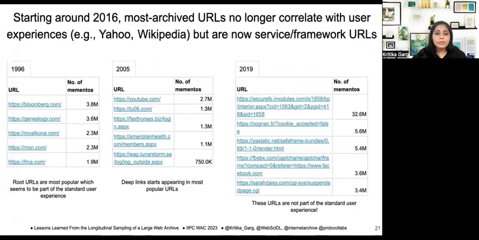We also noticed that starting around 2016, most archived URLs no longer correlate with the user experience, but are now service/framework URLs. In 1996, you can see root URLs like Bloomsburg.com, MSN.com, etc. are the most popular, which seems to be part of standard user experience back then. In 2005, the deep links start to appear in the most popular URLs. We see both sorts of URLs like youtube.com and deep links, unpopular deep links like ameriplanhealth.com/members. In 2009, all the top well archived URLs we see are service or framework URLs such as this captcha of facebook.com, which are not part of the standard user experience.